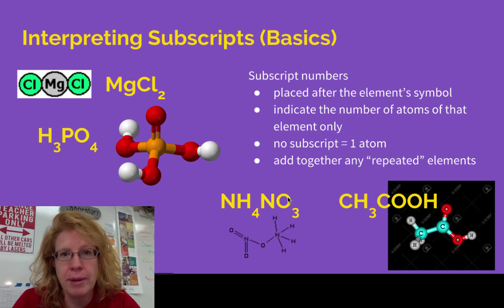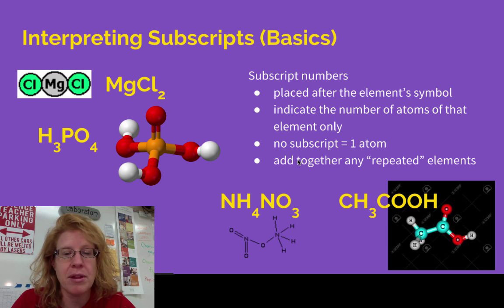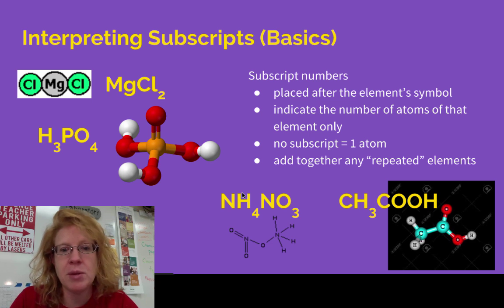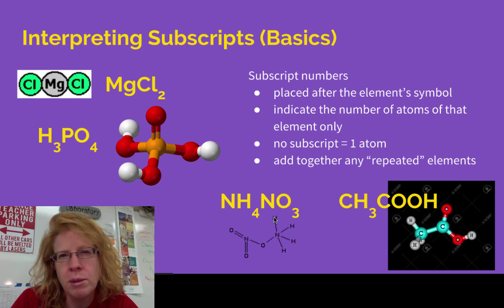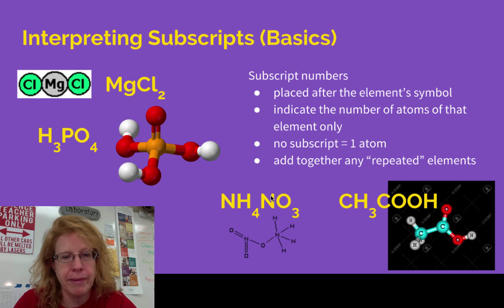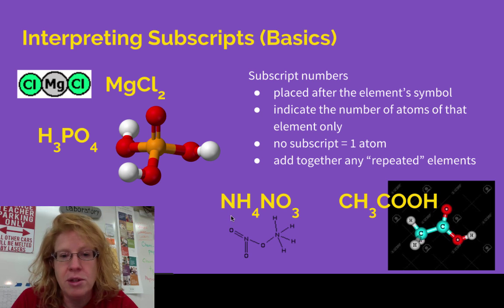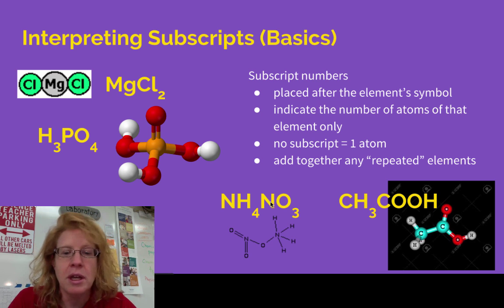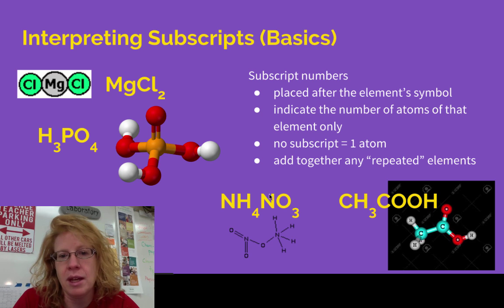Down here, NH4NO3. This is a good example of something: when I ask you the number of atoms of something, don't forget to add together any atoms that are repeated. In this one, nitrogen, the N, appears twice in the formula. So when I ask you the total number of atoms, you need to add those together. If I ask how many nitrogens there are, you should tell me there are 2 total nitrogens, 4 hydrogens, and 3 oxygens. You wouldn't say there's 1 nitrogen, 4 hydrogens, 1 nitrogen. If an element appears more than once in the formula, there's a reason for it, which has to do with the structure, but when I'm asking for a total number of atoms, combine them.